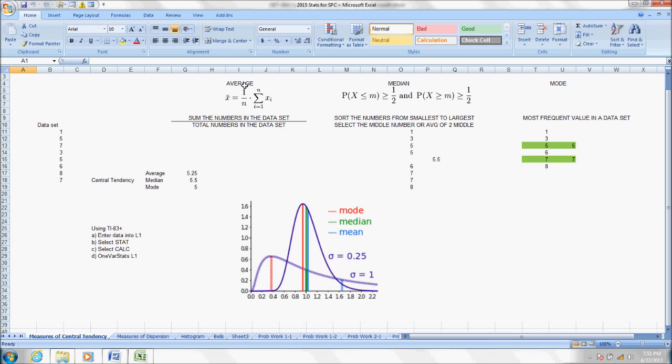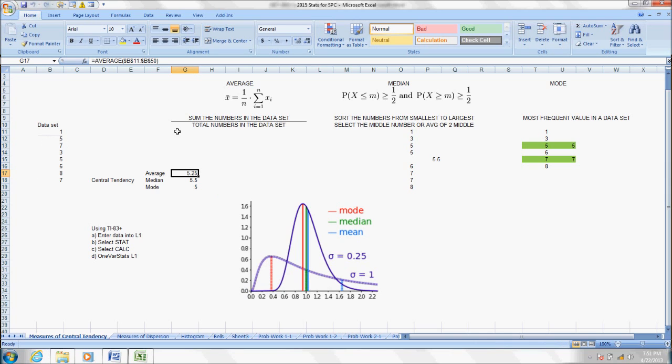You've actually probably heard of most of these, but the first one is average. The average is just summing up the total of the data and dividing it by the total numbers in the data set. For example, we have a data set here of 8 different numbers, and when you average those, it comes out to 5.25. The way I did that is you add them all up and then divide by 8.